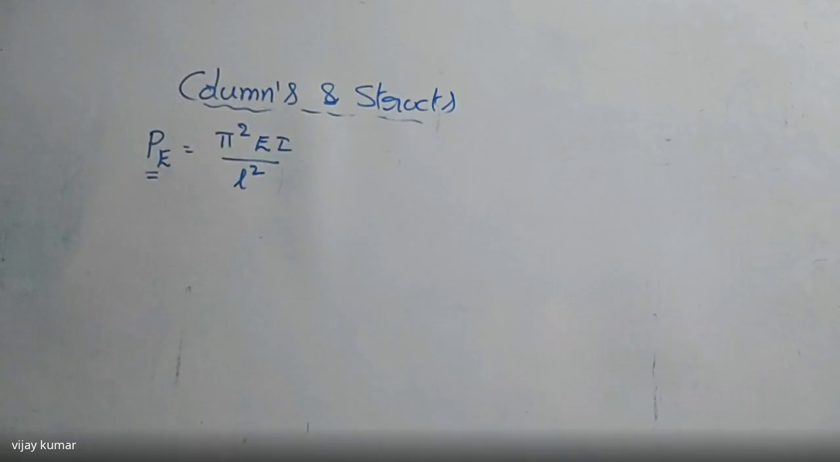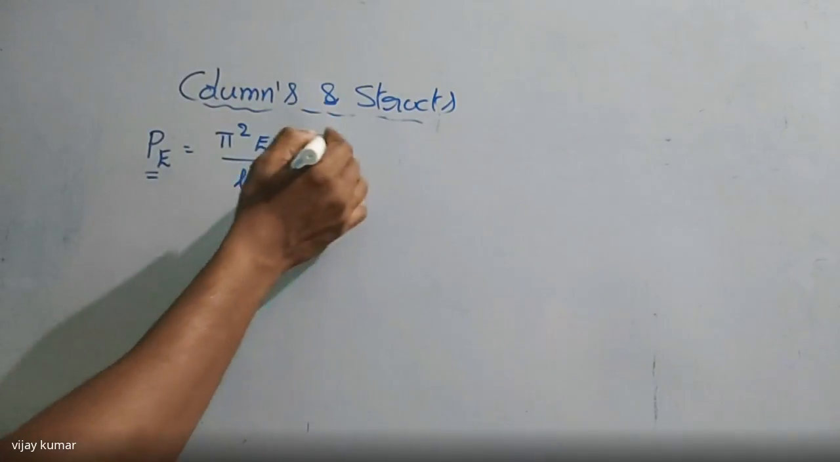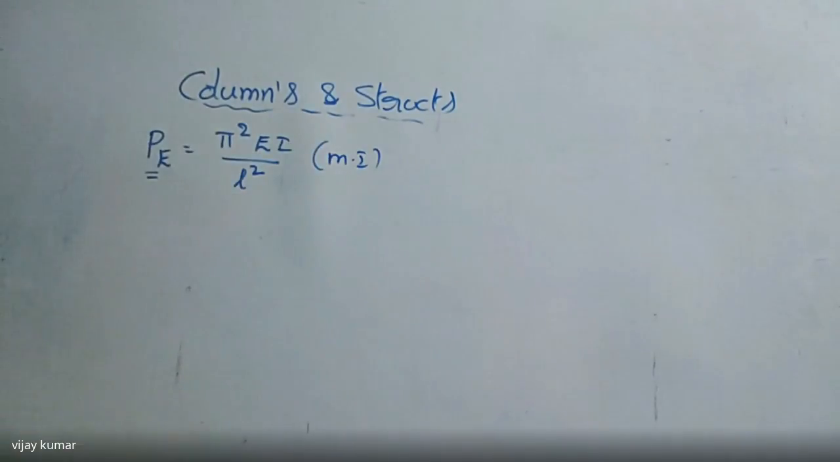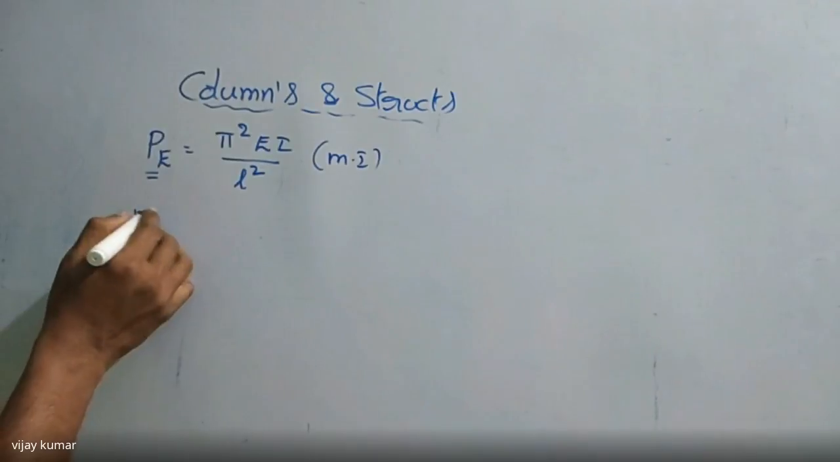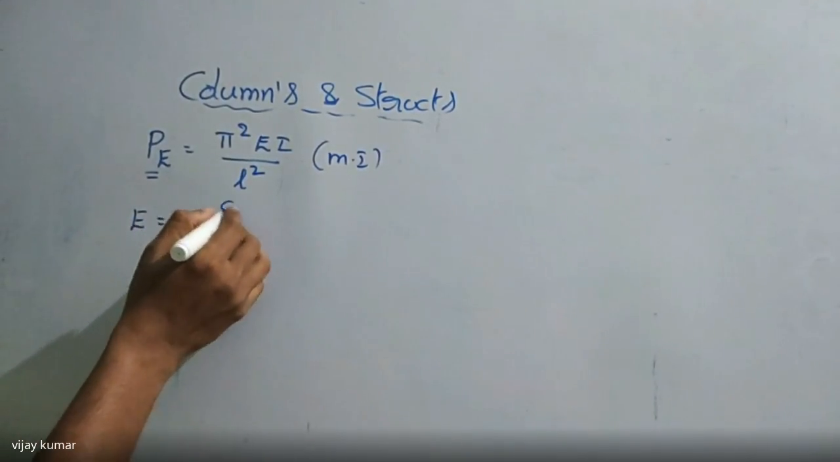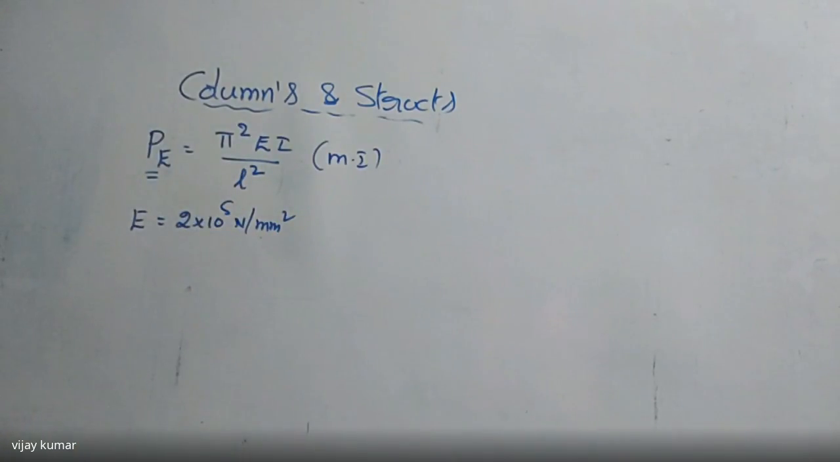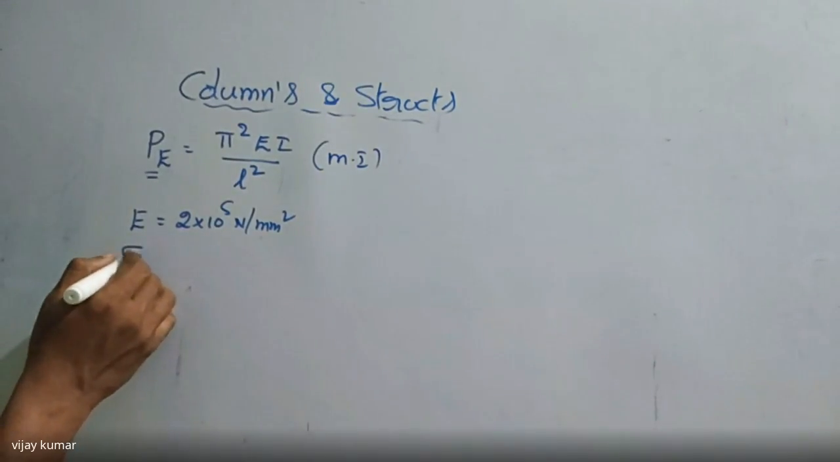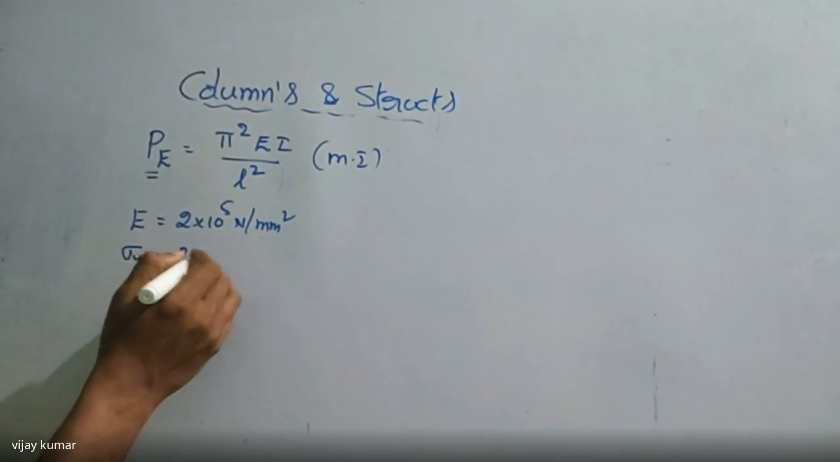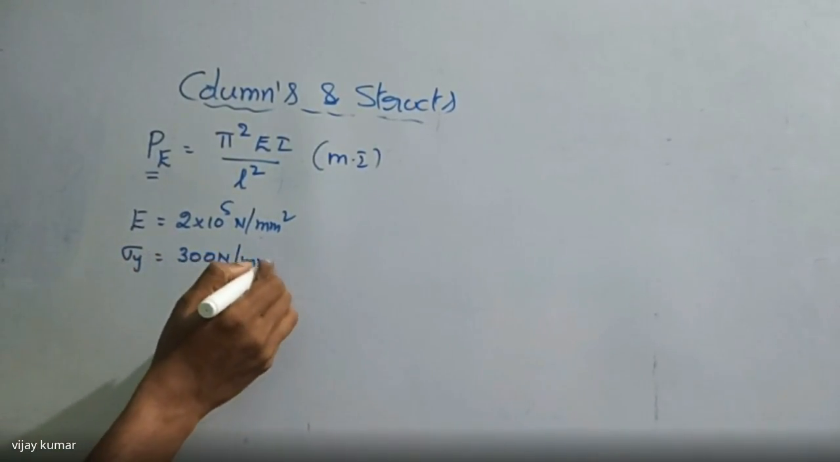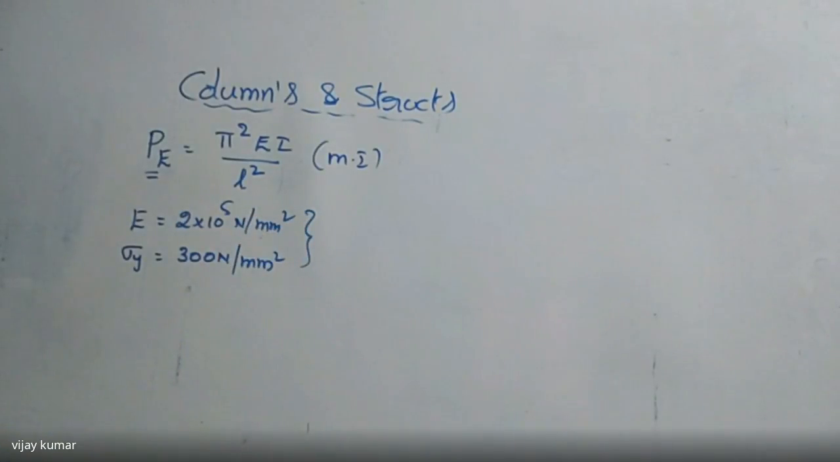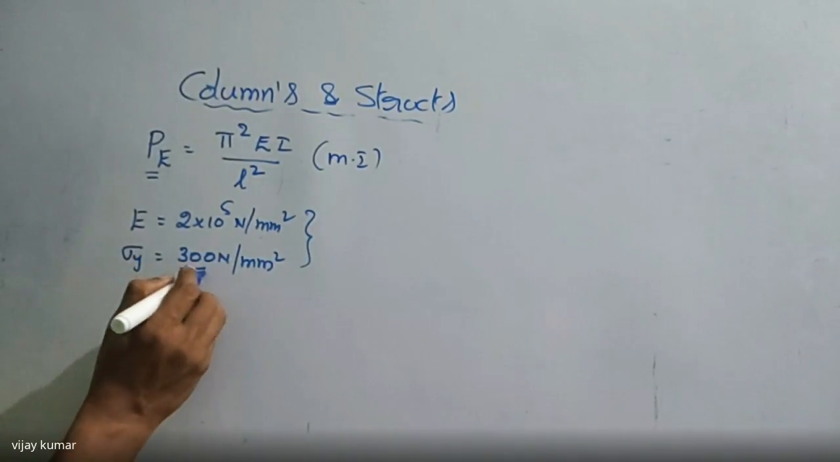For example, we are taking mild steel. For mild steel, I am taking the Young's modulus as, all of you know it, 2 into 10 to the power of 5 Newton per mm square. Did you get my point or not? And the yield stress, the stress in the material, I am taking sigma y is equal to 300 Newton per mm square, for example. So listen carefully: the maximum stress in the column is 300 Newton per mm square.